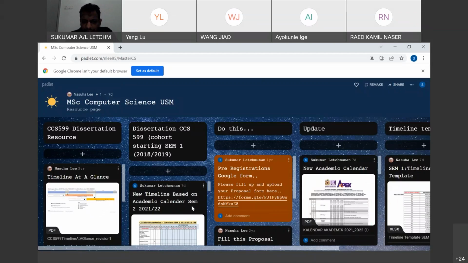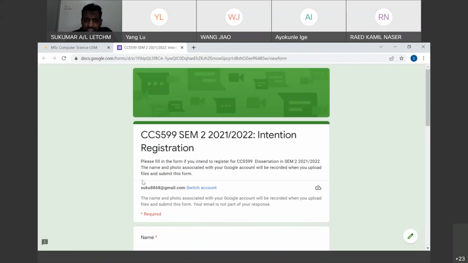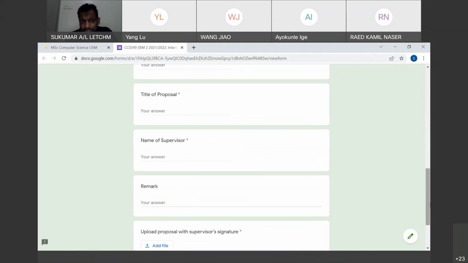Any questions that you want to ask? So for now, what you need to do, after this when you have time, is go to this link and fill it in again. Your name, your matric number, email, title of your proposal, name of your supervisor, and upload the proposal with the supervisor signature. If you cannot get this, it's still okay, but try to get it as fast as you can, because it needs to be done during this time.